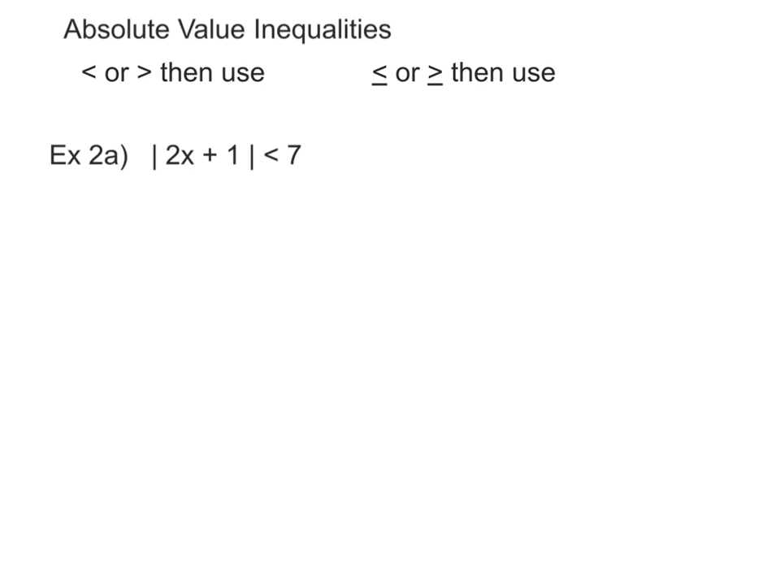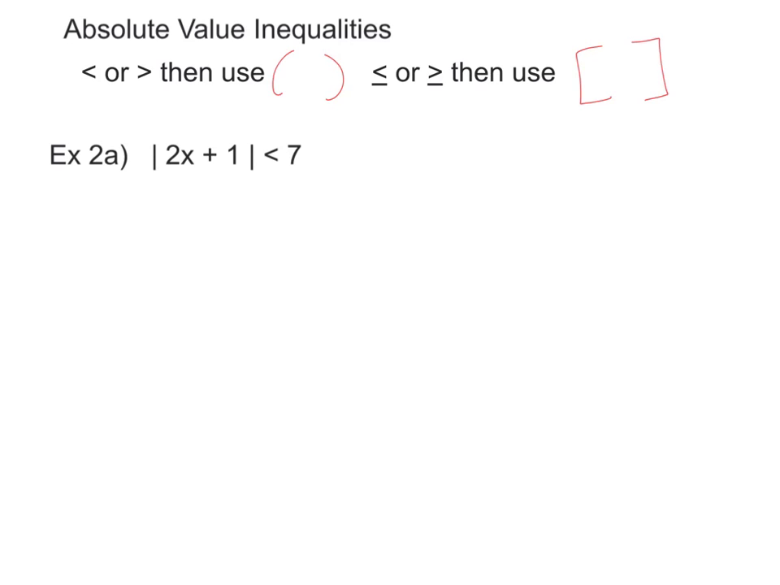Let's talk about some inequalities. So remember, if you have a less than or greater than symbol, then whenever you write your interval notation, which is going to be your final answer, you are going to use parentheses. And if you have a less than or equal to or greater than or equal to symbol, then you're going to use the brackets. So it's the same interval notation when you do inequalities, whatever type it is. It doesn't really matter. And this one just happens to be absolute value.